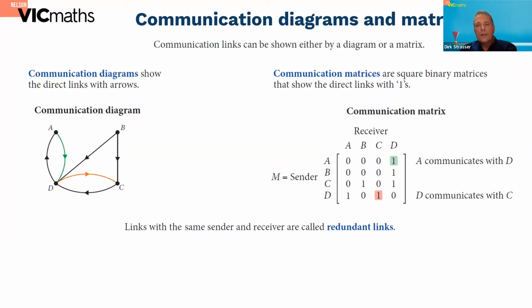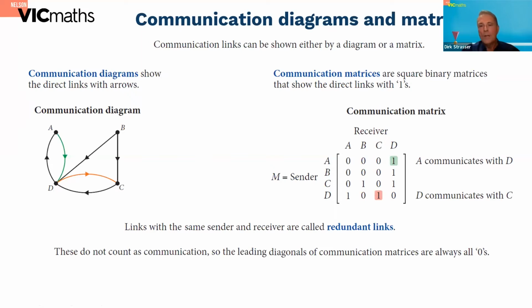Communication with yourself isn't considered communication. So basically, this here says A communicates with A. Well, they're always zeros. They're just given a 0 because it's not considered true communication in the sense that we're looking at it here. So the leading diagonal in these communication matrices always consists of just zeros, which is the point I was making there.